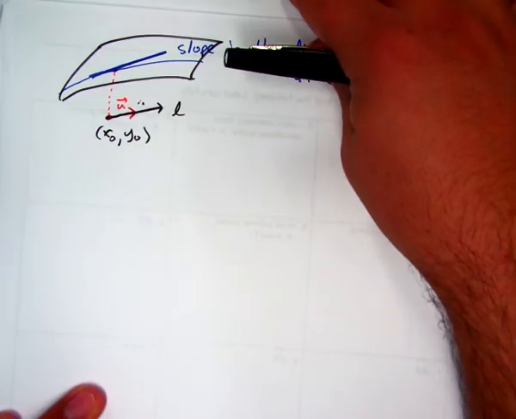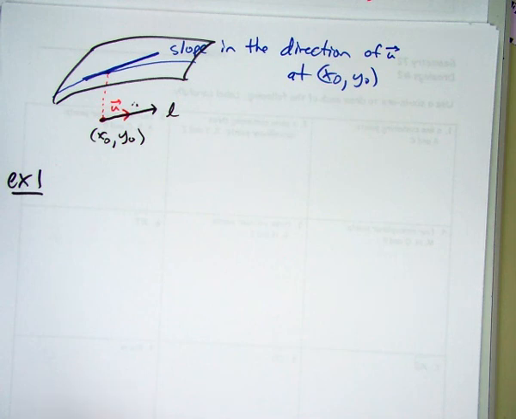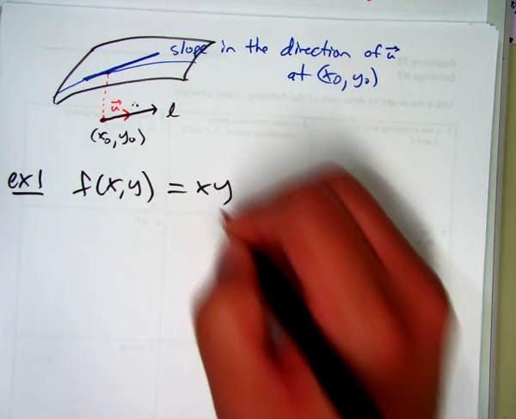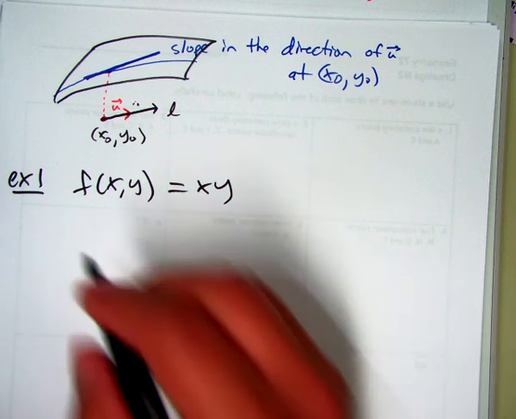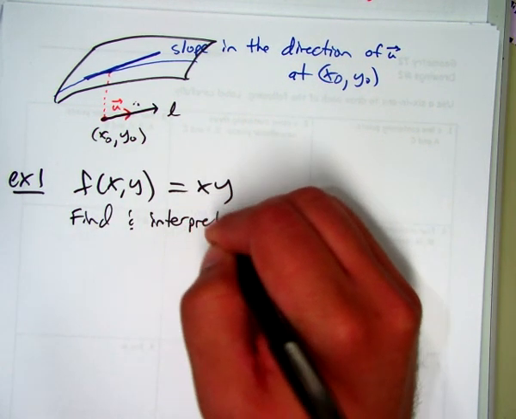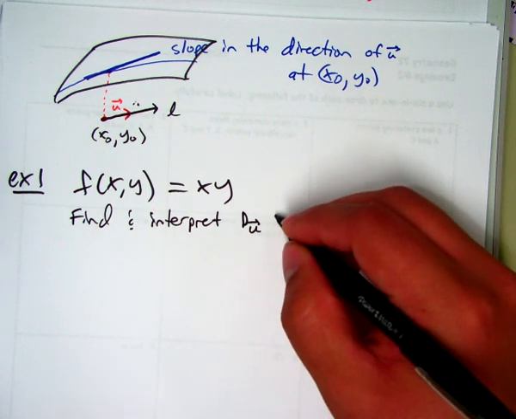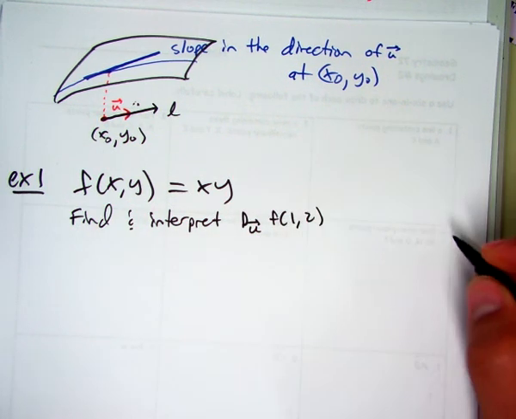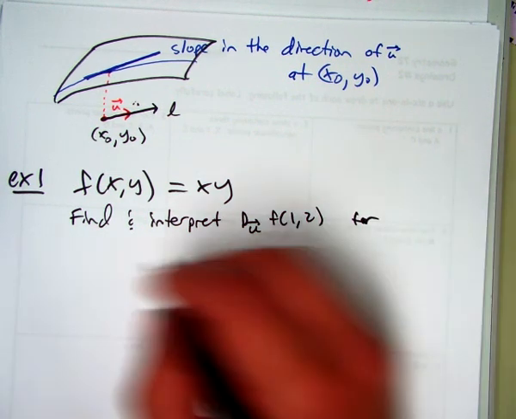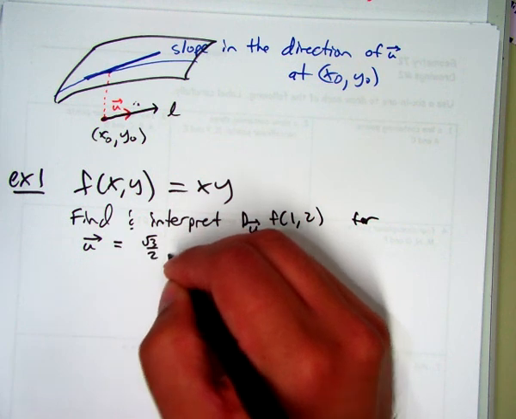So here's an example. Let's say f of x, y equals the function x times y. And we want to find and interpret the directional derivative at the point 1, 2 for the direction root 3 over 2, 1/2.